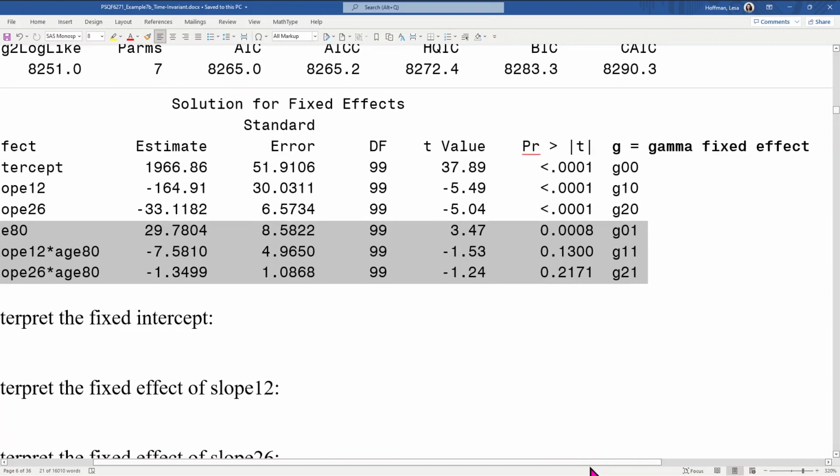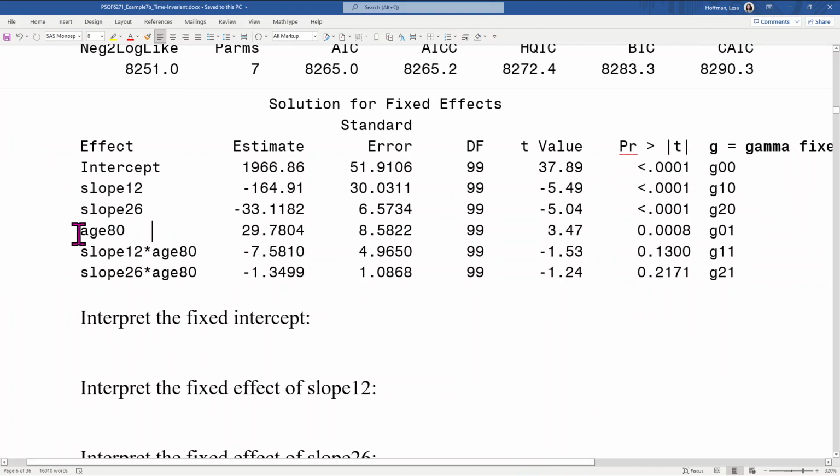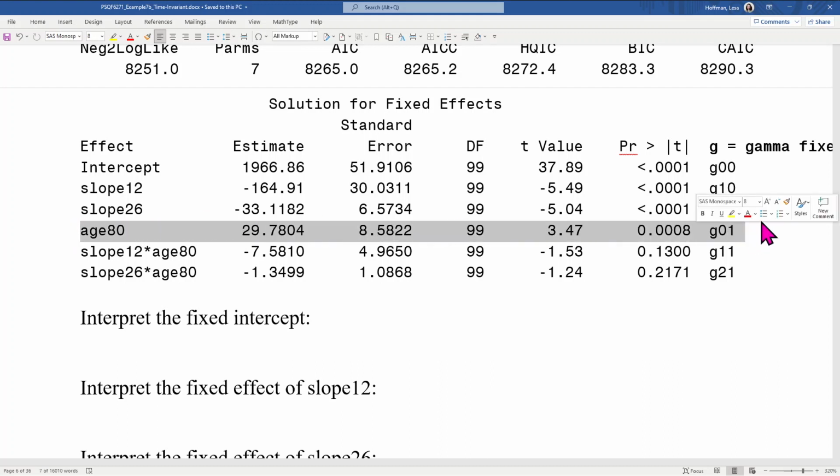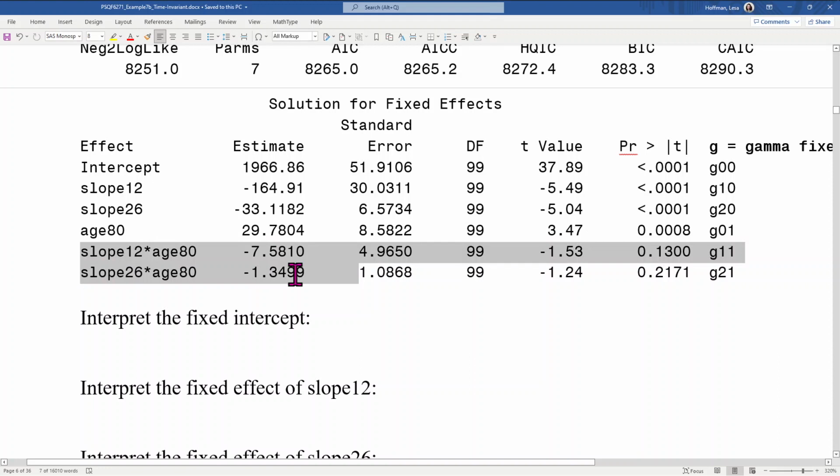Let's see if I can blow this up a little bit. So the slope of age, no mental gymnastics needed for this one. This is just your typical type of slope. For every year older you are when you start the study, response time is higher by about 30 milliseconds. So that's 30 milliseconds per year of age. And that is conditional at time 0, given these interaction terms. So the main effect is always specifically when the interacting predictors are 0. Interacting slope 1, 2 and slope 2, 6 become 0 if we're talking about session 1.